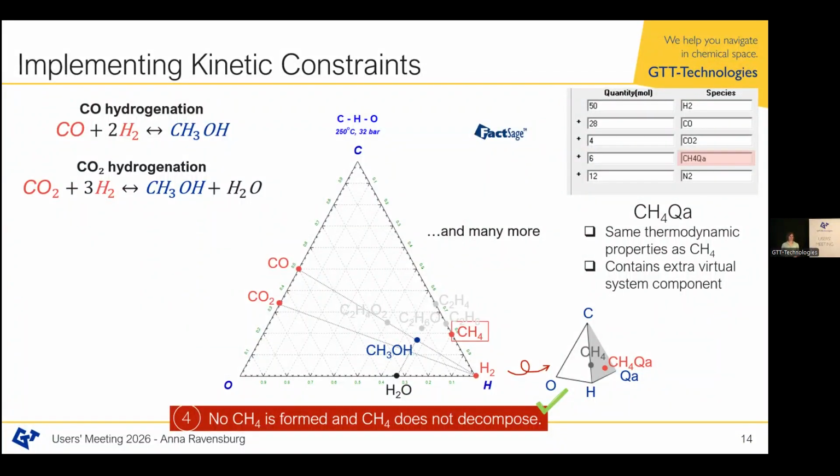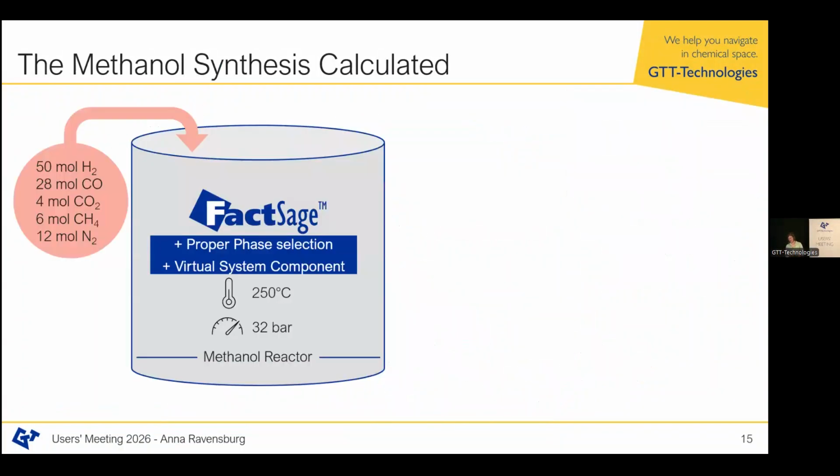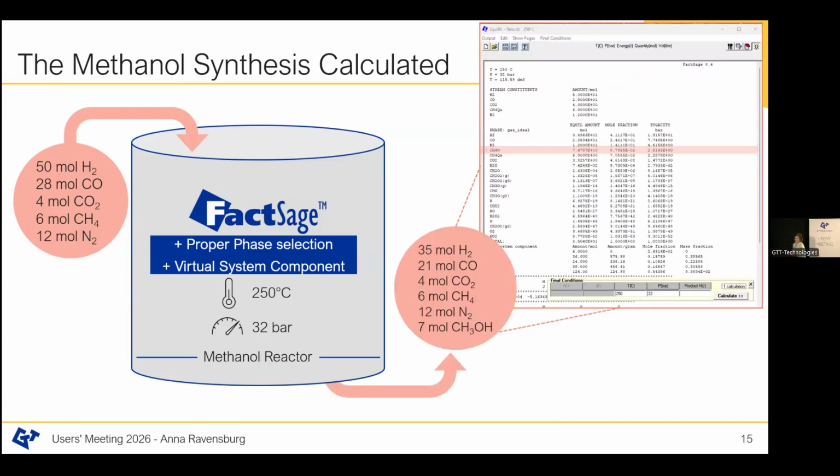Of course, I can tell you now this works, and we can all be happy, but I can also show you that it actually works. So again, I have this input, and I use FactSage, but this time with proper phase selection and with the virtual system components. And what I get out is this. You see in the bottom there is 7 mole of methanol that actually are going to be formed based on the input that I have implemented now. So a lot more than I had before.